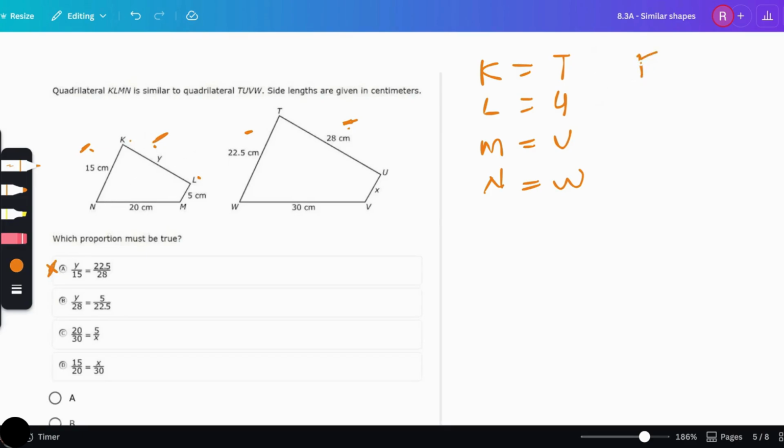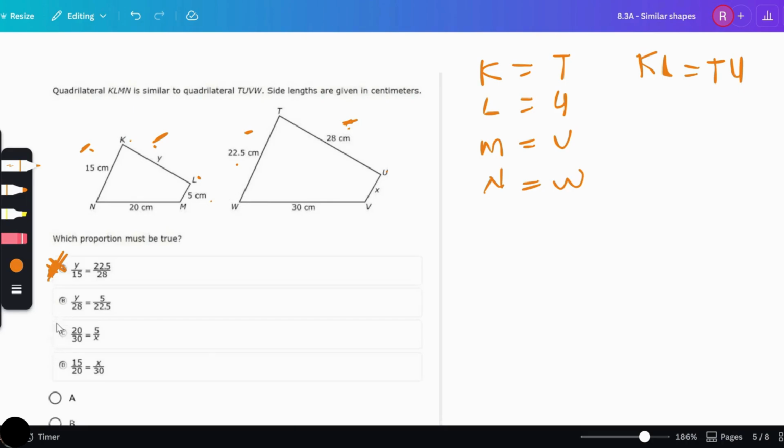KL is equal to TU. Okay, KL is equal to TU. So that is, okay, it says 22.5, so this is wrong. Assuming it says 28 over 22.5, we would have considered A, but it is saying 22.5 first. So KL is equal to TU. So wherever you are putting KL, it has to be TU that corresponds to it, not TW.